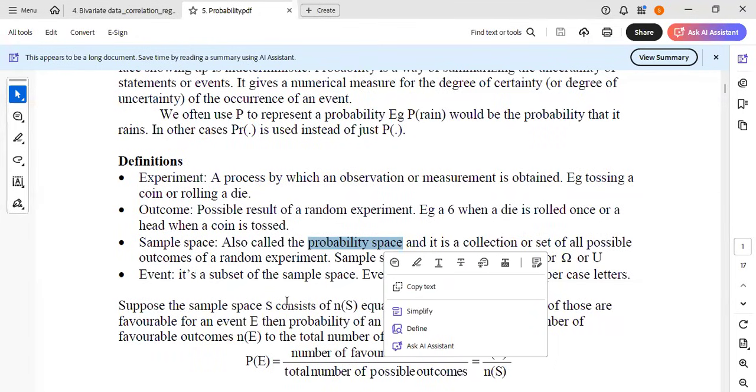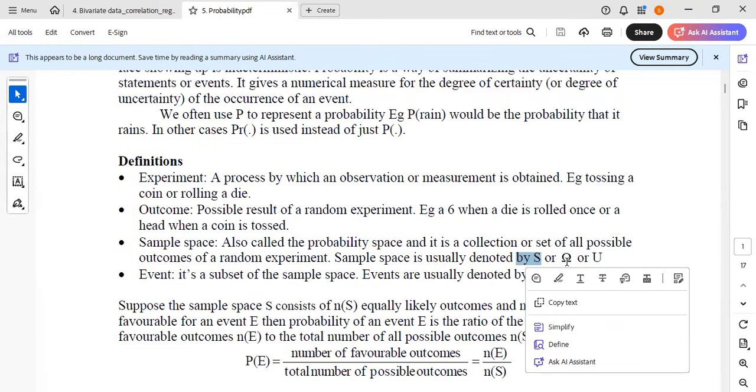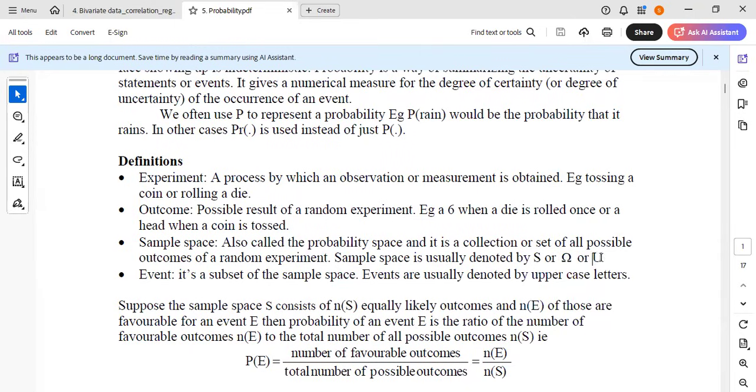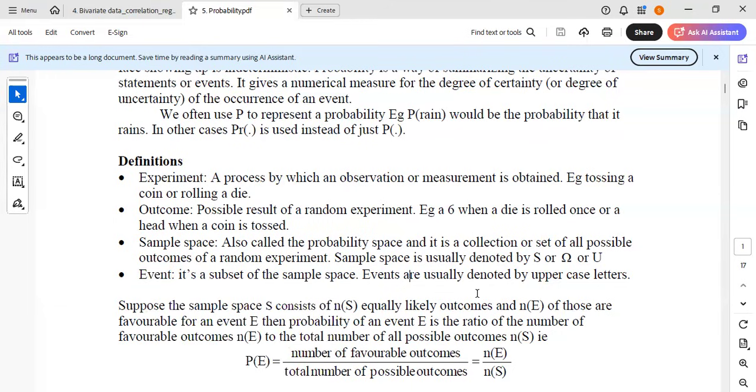Then we denote this sample space by capital S, or sometimes we use this symbol here, or just U to indicate it's universal. Then what is it that you're referring to as an event? This is a subset of the sample space, which is normally denoted with a capital or uppercase letter.